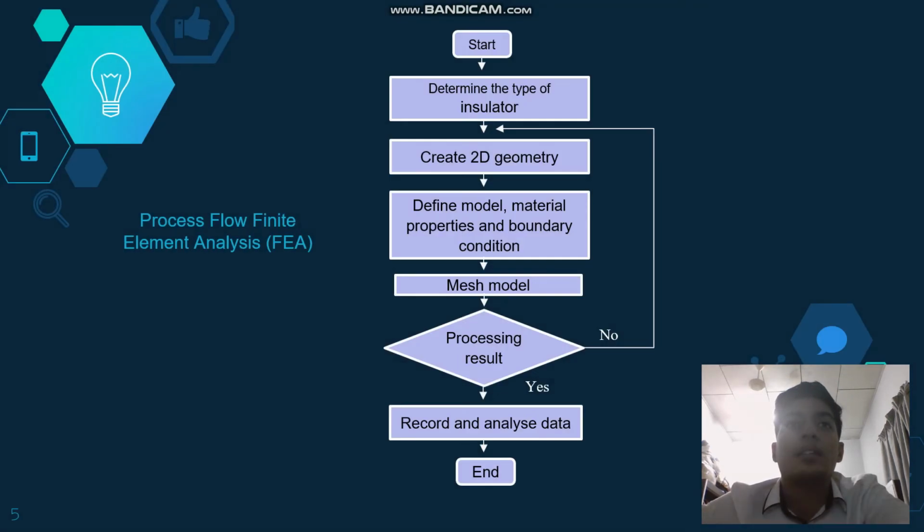For the second part, I will explain the flowchart of the process following the finite element analysis FEA simulations. First, start and determine the type of insulator, and we create the 2D geometry, define the model, next material properties and boundary conditions, and we go to the mesh model. The next one goes to the decision, processing the result. If the result follows the requirement, just go to record and analyze data. If not, if the result does not follow the requirement, go back to create the 2D geometry to define the problem.